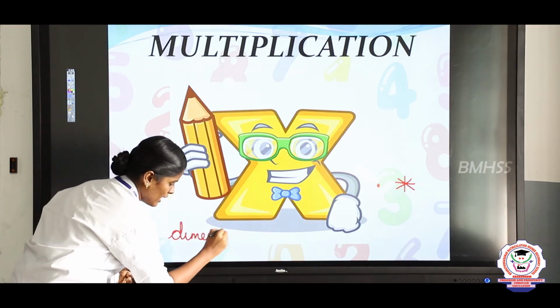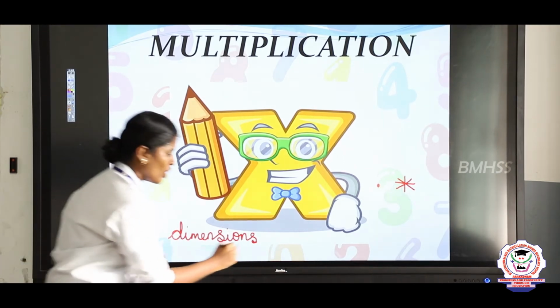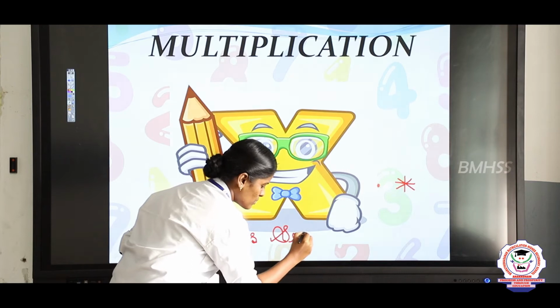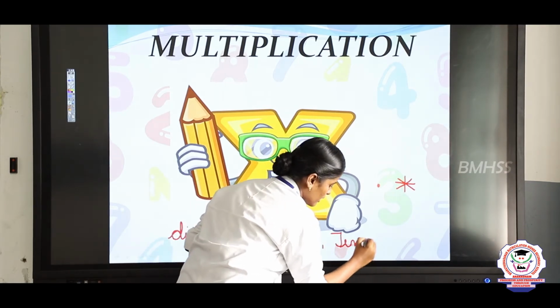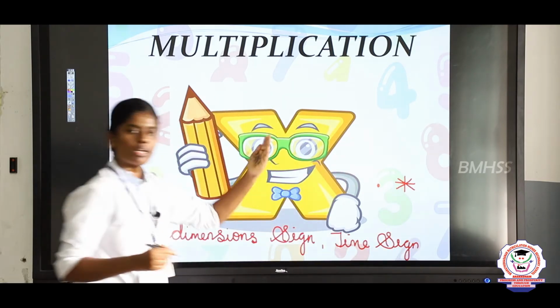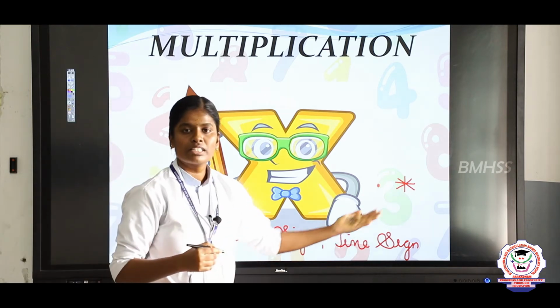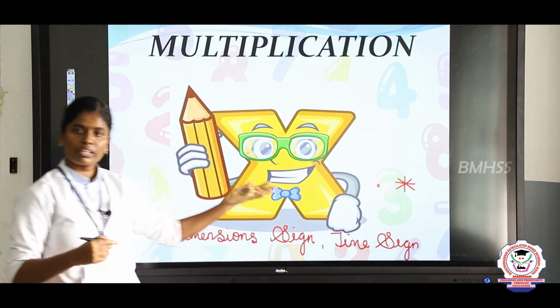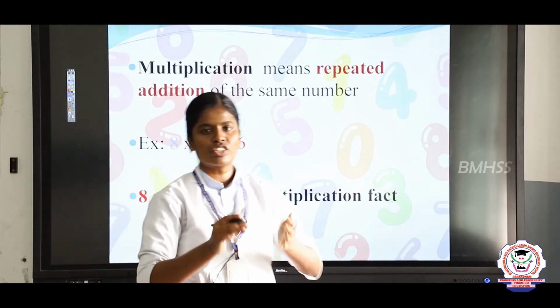The spelling is D-I-M-E-N-S-I-O-N-S, dimension signs or time signs. So the multiplication sign is also called the dimension sign or time sign. Our today's topic is multiplication. First we are going to see what is multiplication.